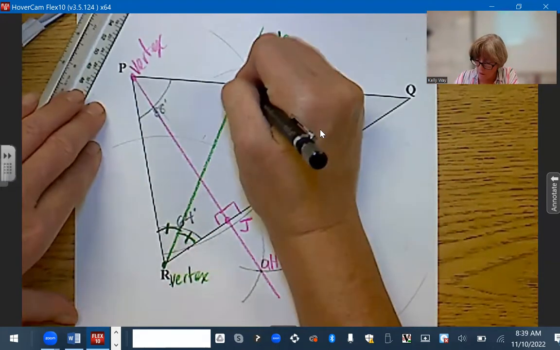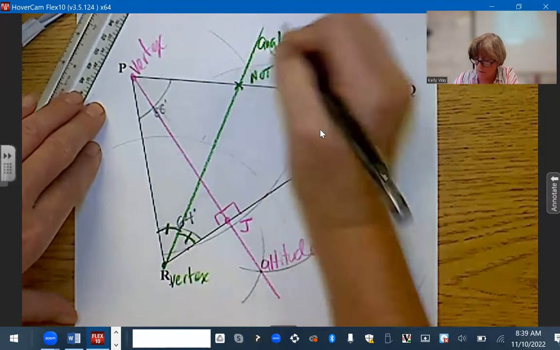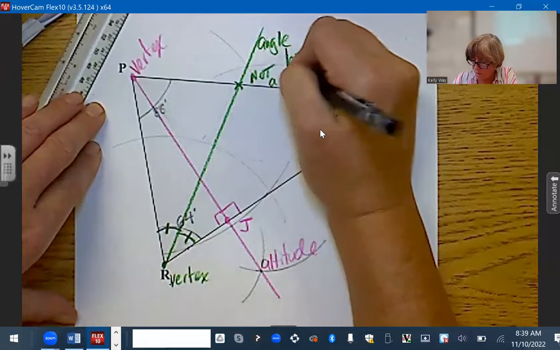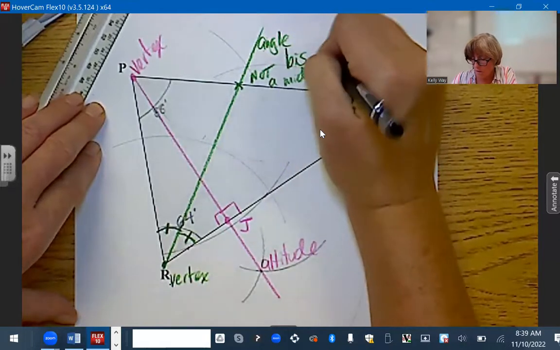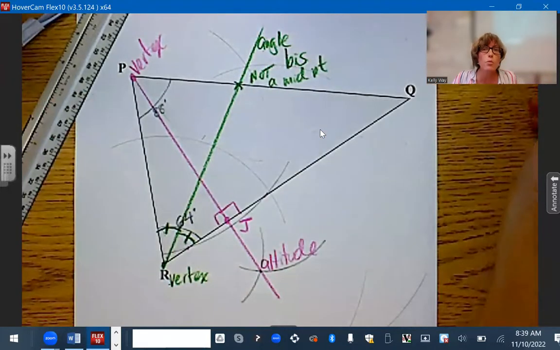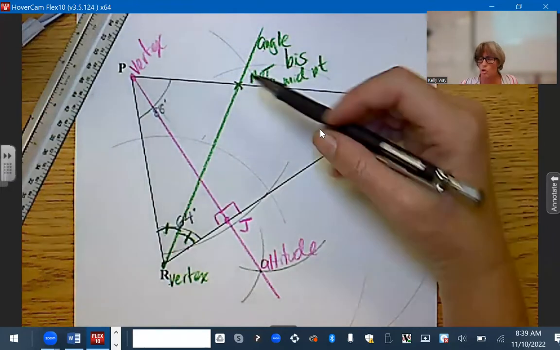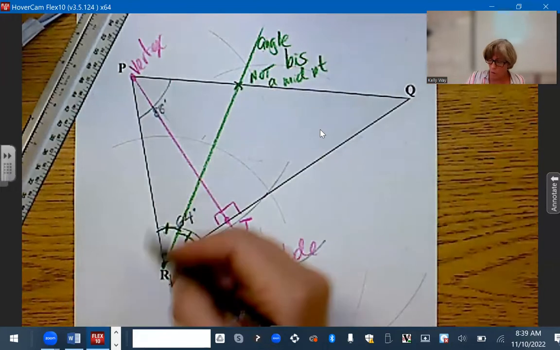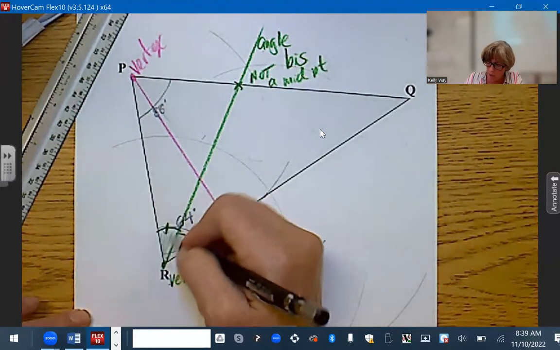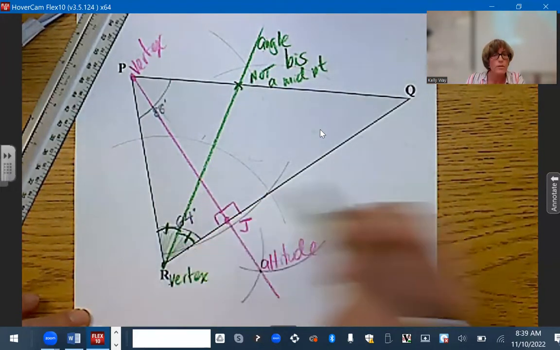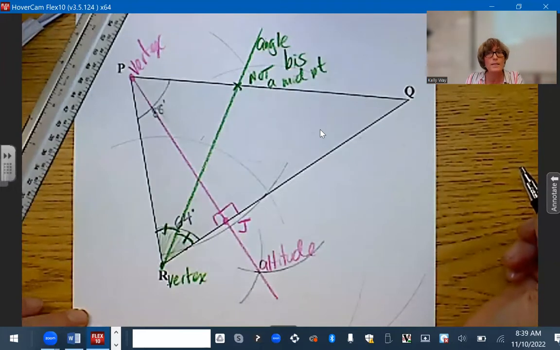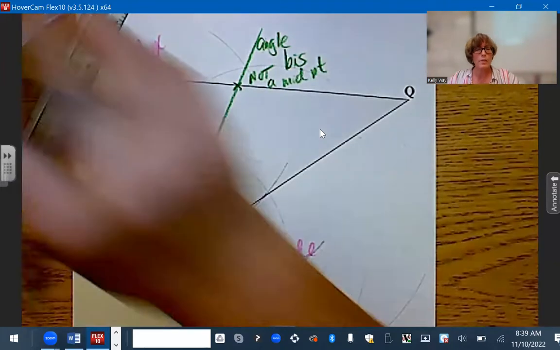Warning, this point here is not a midpoint of the side. There's only a couple circumstances that it would be, like an equilateral triangle, possibly an isosceles, but don't assume that's a midpoint. Your focus is back here on bisecting this angle. That's number 2.